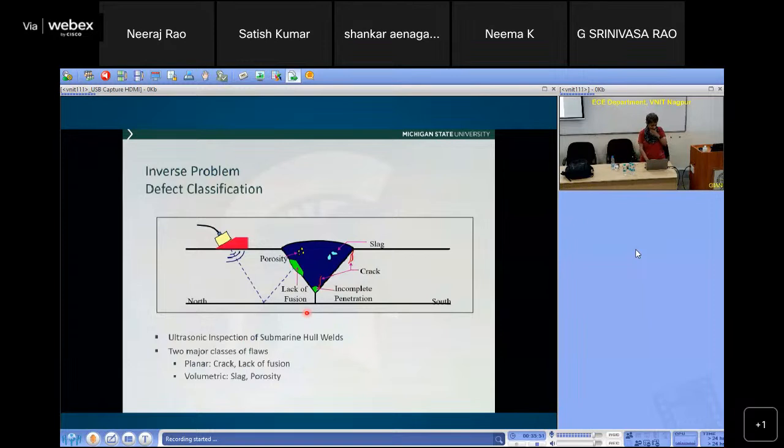And here's an example of defect classification, an inverse problem, talked about it briefly. You have the weld, you have an angle beam ultrasonic signal. There are 4 classes. There is the volumetric class, which is porosity and slag, which are sort of globs. And there are planar classes, which can be a lack of fusion, that is, not fused between the parent material and the weld material. And there can be cracks, which are planar.